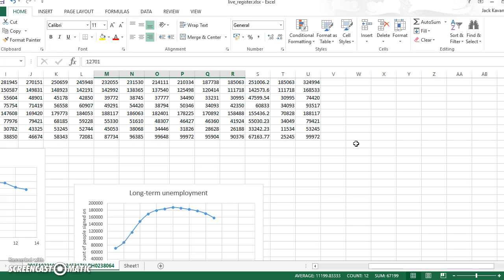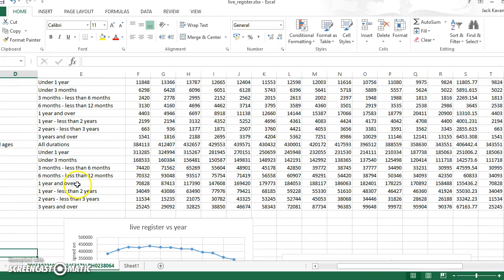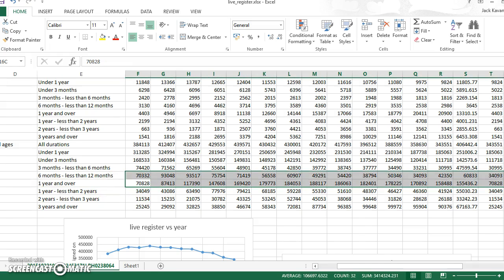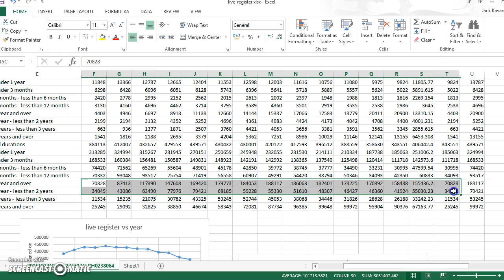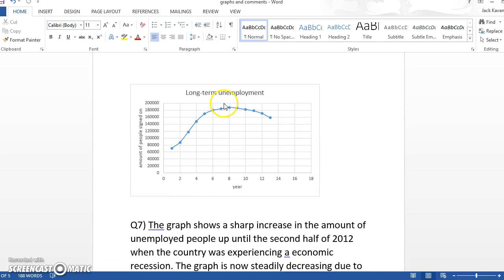For number 7, to graph the number of long-term unemployed people, I had to look up that long-term unemployment was 1 year and over, so I took this data here from all ages, 1 year and over, and I graphed this data here, and I got a graph which looks like this, which just shows a sharp increase because of the crash, and then starting to come back down as Ireland comes out of the crash, peaking about 2011, and then coming back down.